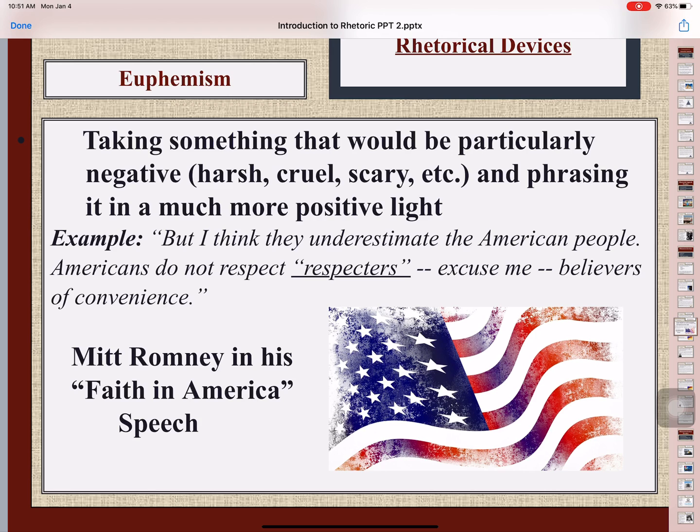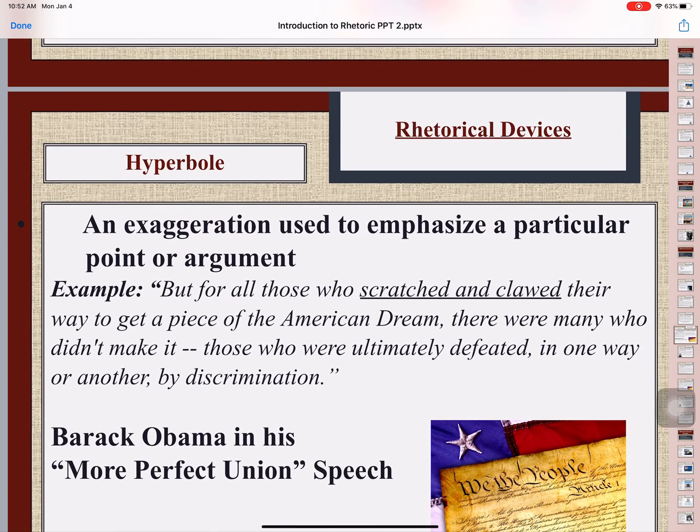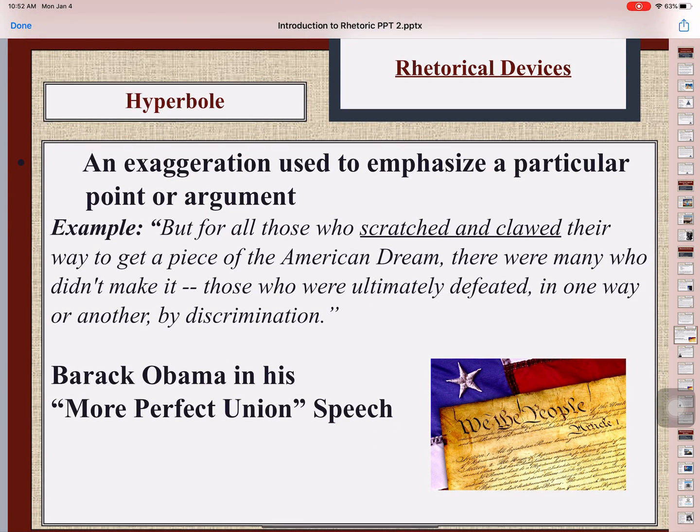But I think they underestimate the American people. Americans do not respect believers of convenience. So Mitt Romney and his Faith in America speech. But I mean, if we think about the word frick and shoot, right? Euphemisms.